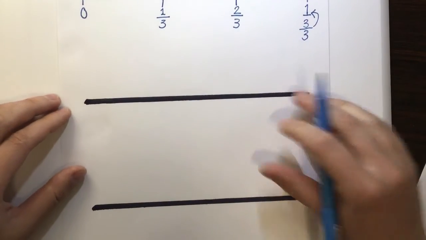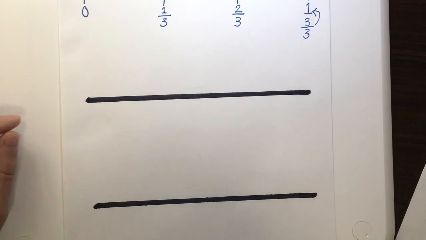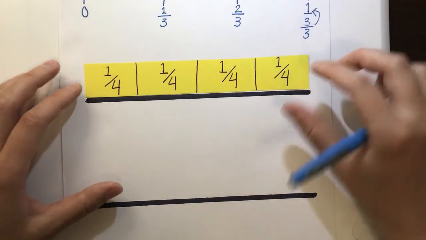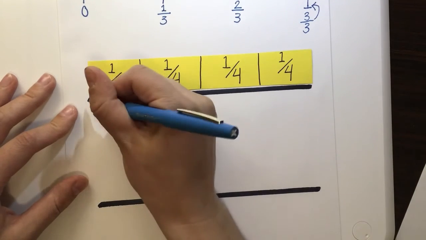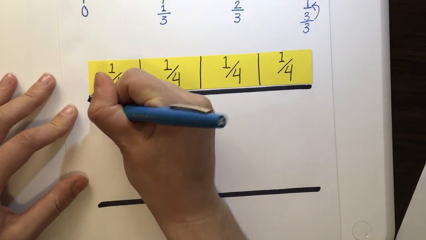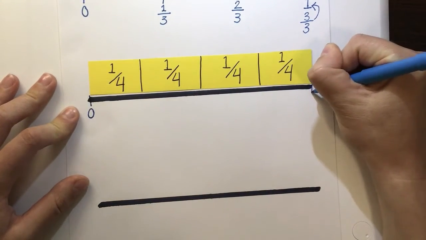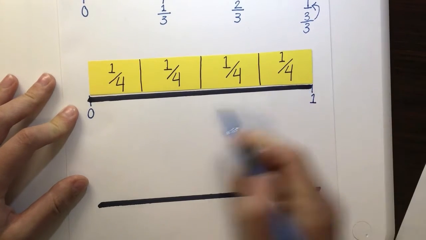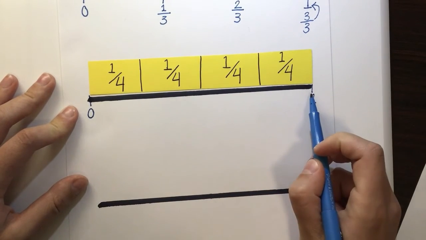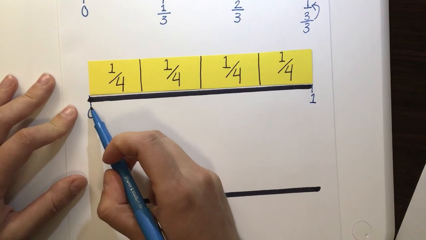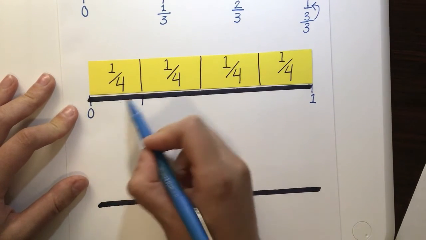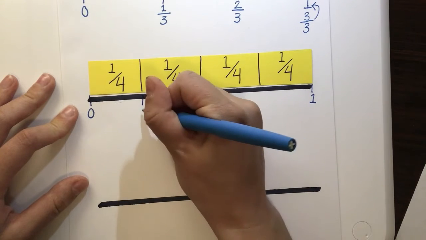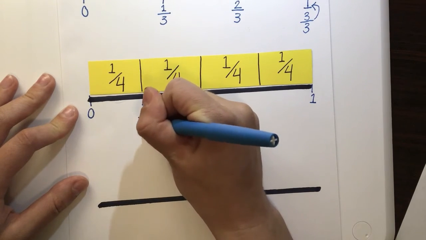Okay, next one. Now I'm going to do fourths. Okay, now I'm going to start with 0 here, and I'm going to end at 1 whole. That's all we're doing, from 0 to 1 whole. From 0 to this first dash here, I can see I only have 1/4. So I'm going to label that 1/4.